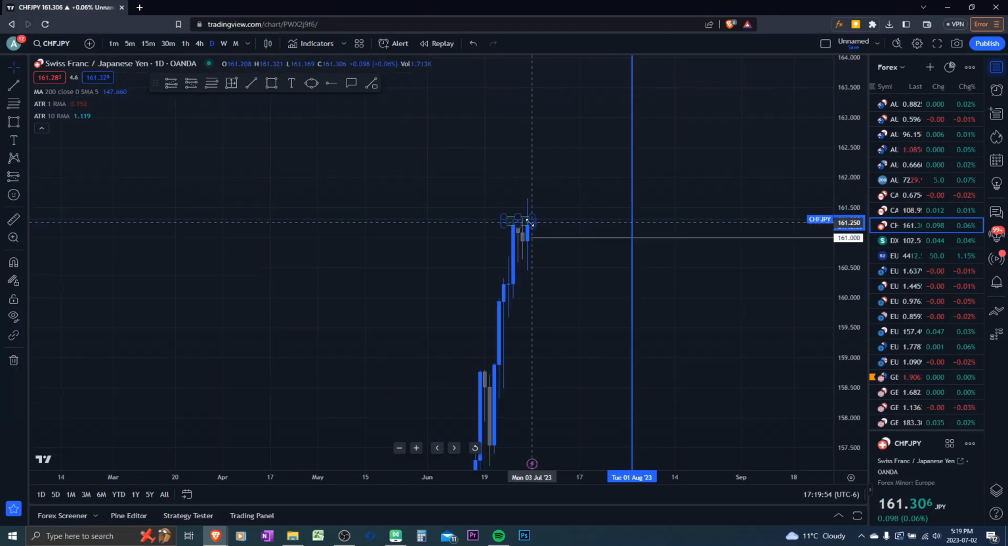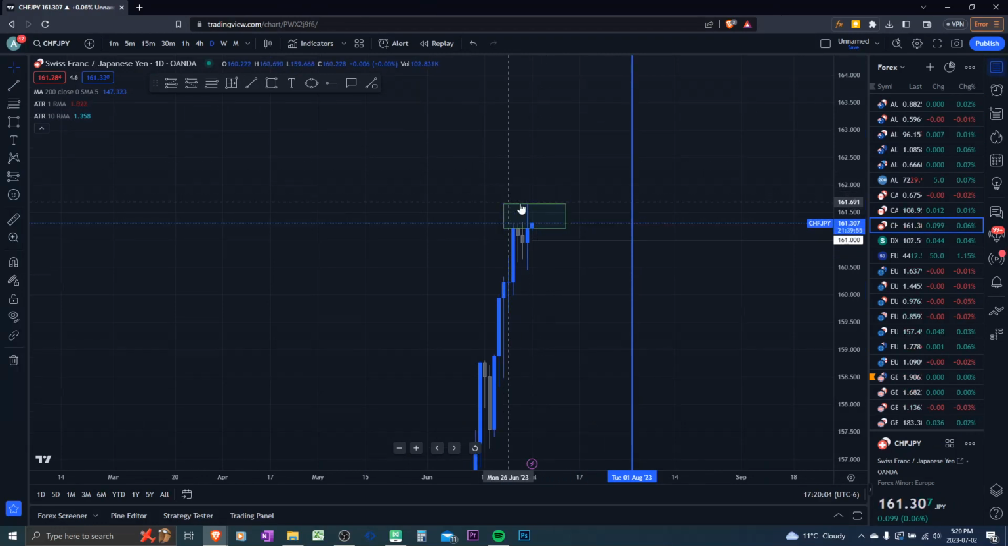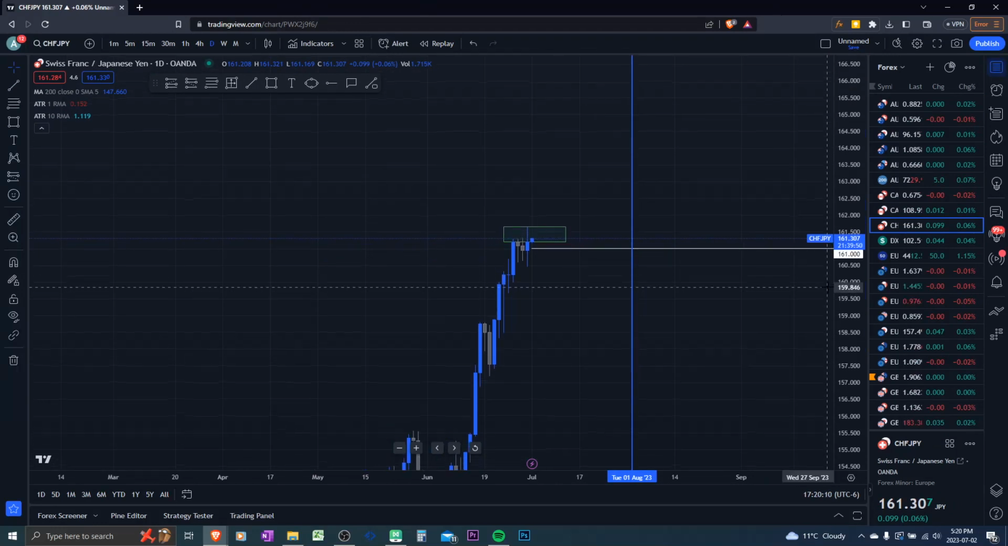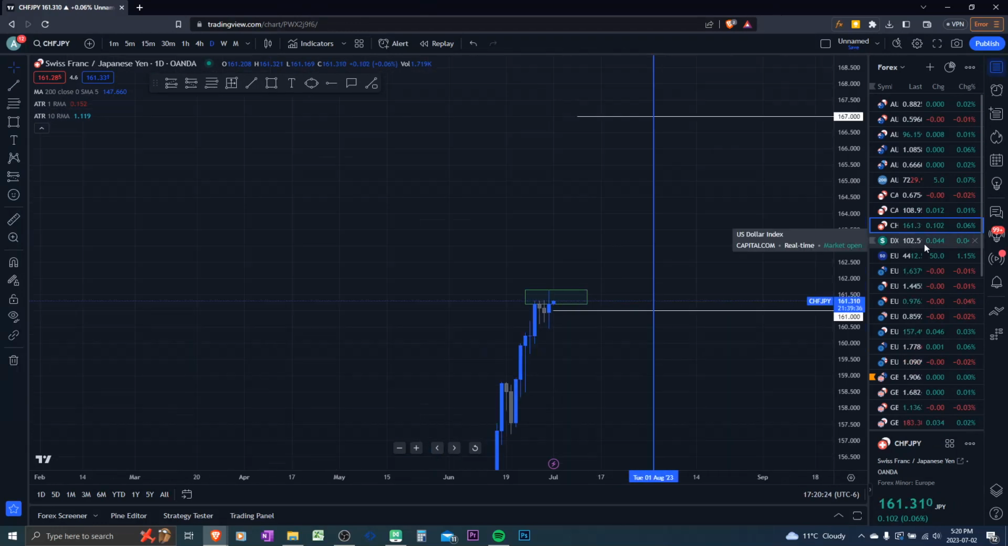We need it to break this zone that it's currently fighting. So if it breaks this zone, if this daily candle closes and it's pretty full here, I would say we're good to go to just enter this monthly target. Swiss yen made me a lot of money.